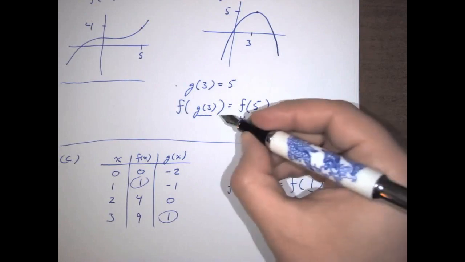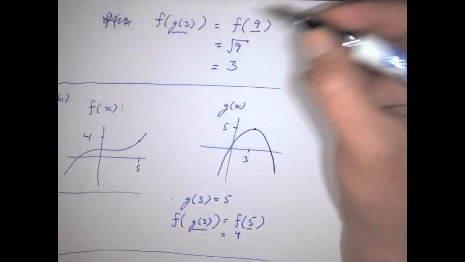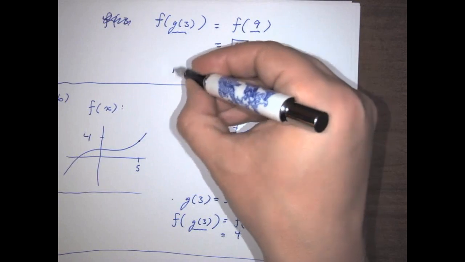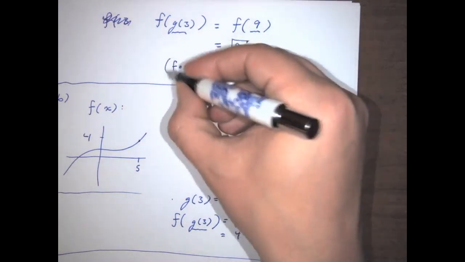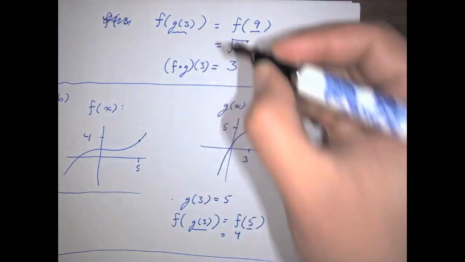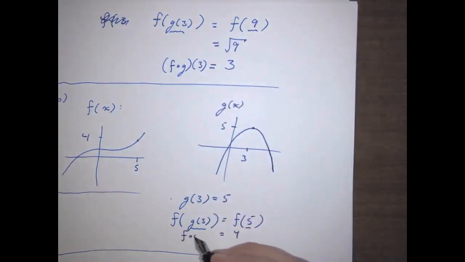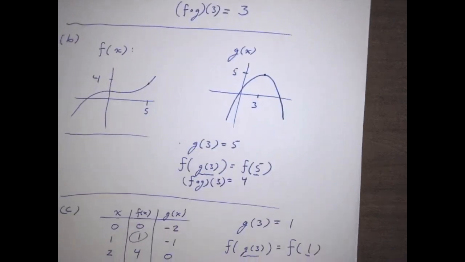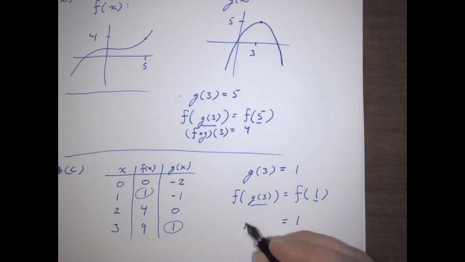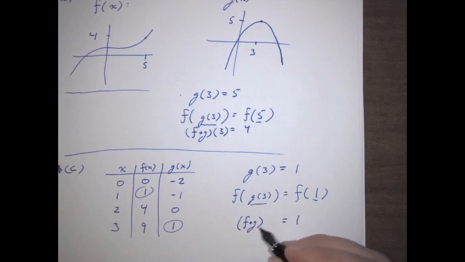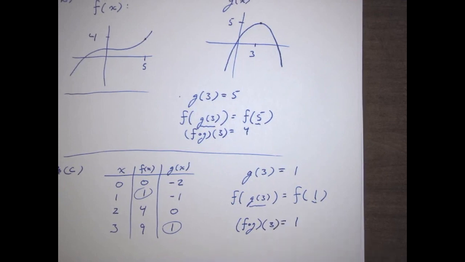So I should write, actually, in the conclusion of each of these, f composed with g evaluated at 3 is equal to that. F composed with g evaluated at 3 is equal to that. And the same thing is true here as well. F composed with g evaluated at 3 is equal to that. Okay, so those are the 3 ways we have to evaluate compositions of functions at specific numbers.